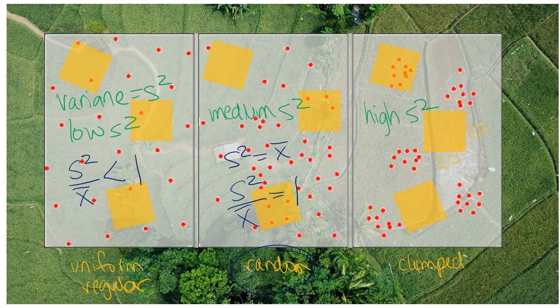And then on the right-hand side, we're going to take the variance divided by the mean, and if it's greater than 1, then we know it's more clumped than it is random. So it's leaning towards the clump side if it's greater than 1. And if it's near 1, it's random. And if it's less than 1, it is more towards the uniform or regular side.